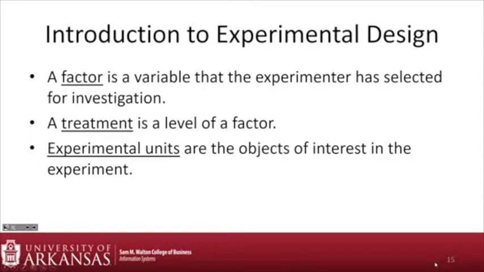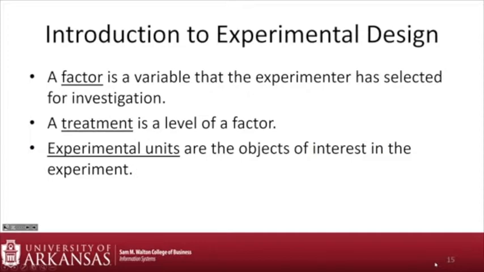So a couple of bits of terminology. We have a factor. So our factor is going to be a variable that our experimenter has selected to investigate. That's all it is. And we're going to have factors in our designs. And this is just what you have selected to investigate. Then we have a treatment. That treatment is going to be a level of that factor.